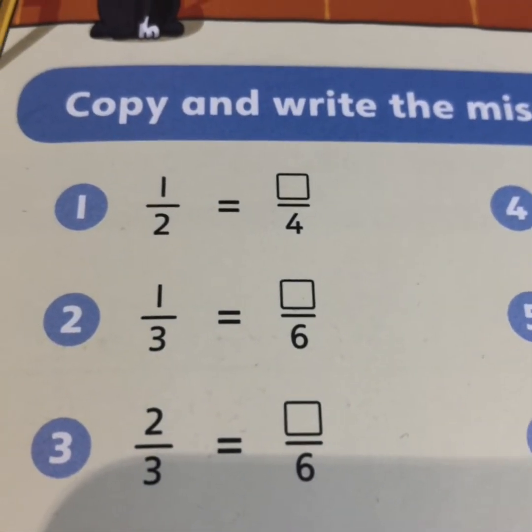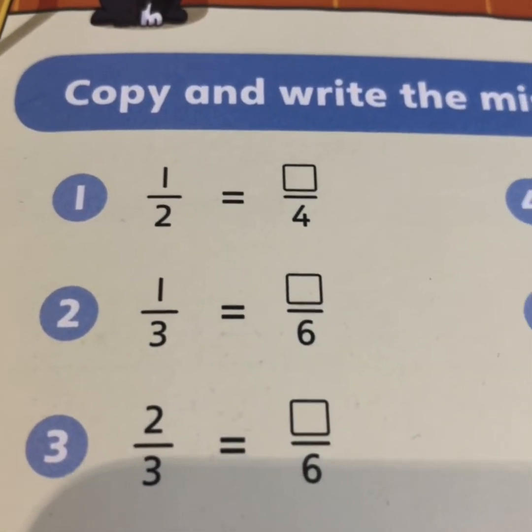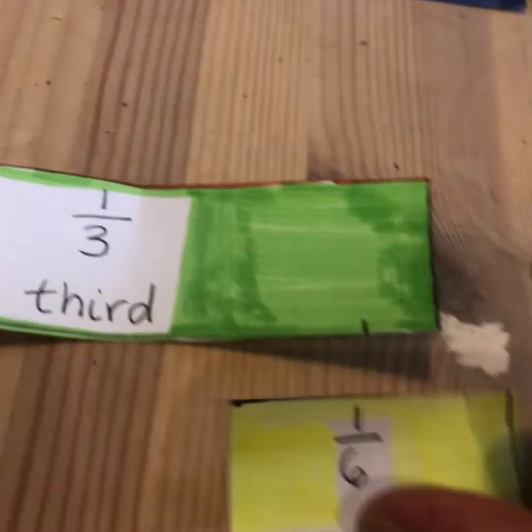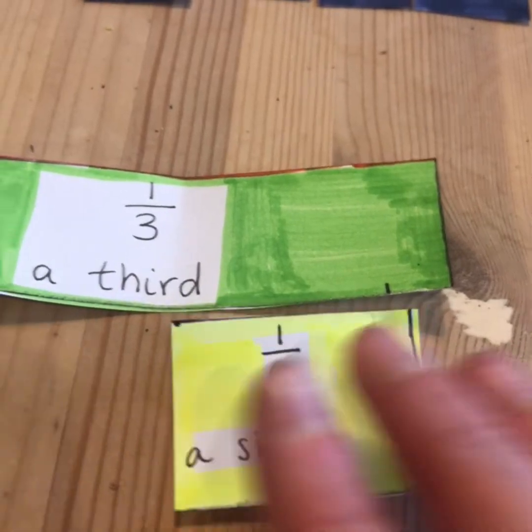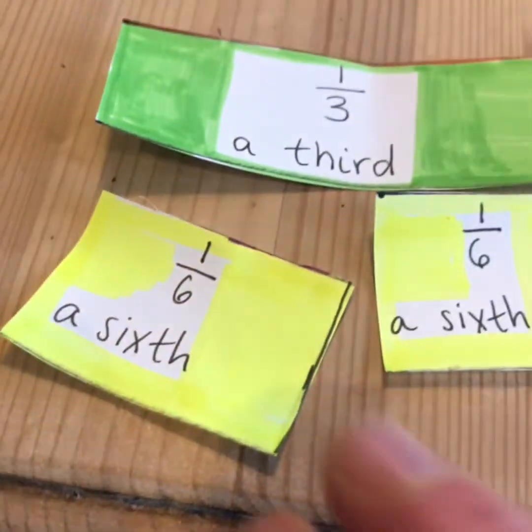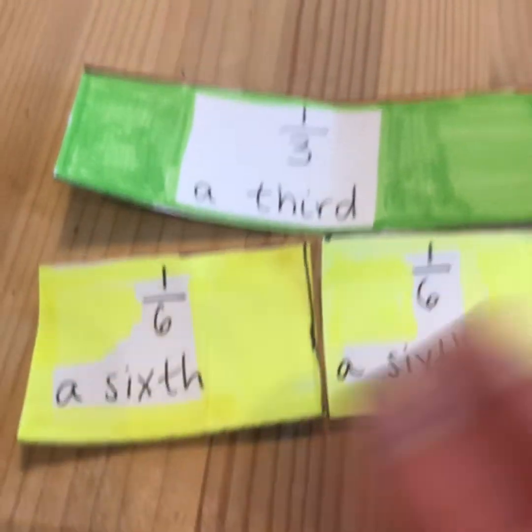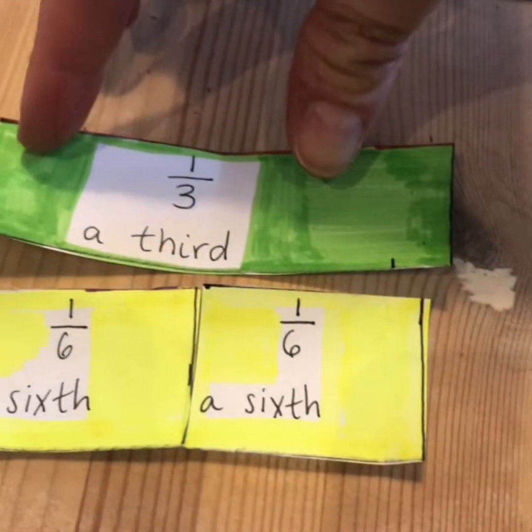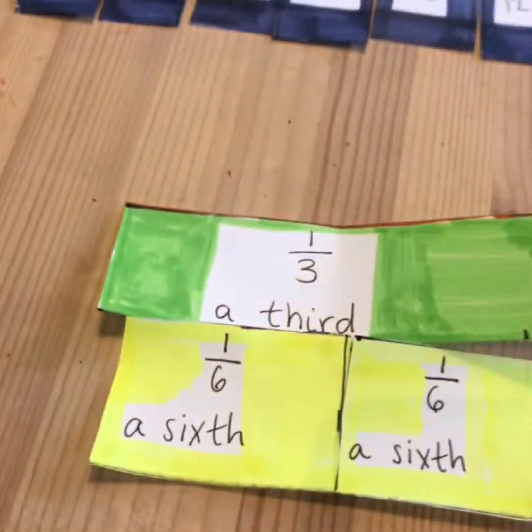Okay, the next question. 1/3 is the same as how many sixths? So I've got my thirds. I'm going to get my sixths. So 1, 2. So that numerator will also be 2. It's quite hard to do with one hand, but 2/6 are equal to 1/3.